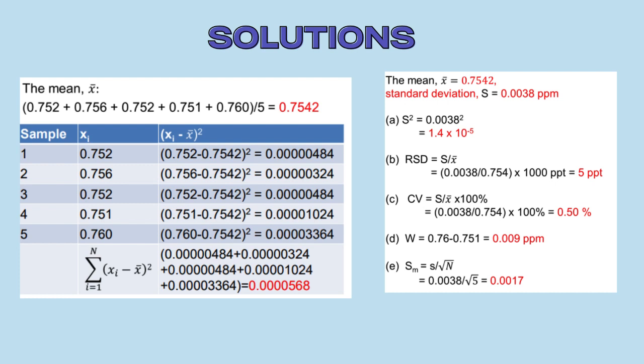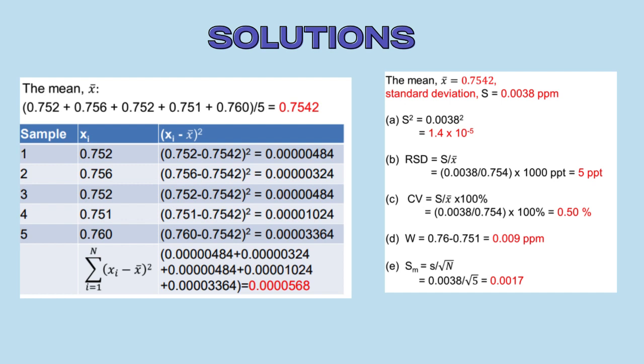Next, we calculate xi minus the mean, to the power of 2. xi stands for the actual data for each sample. The actual data for the samples are 0.752, 0.756, 0.752, 0.751, and 0.760. For the actual data, we subtract the mean and square it. After we calculate, we get the answers, and then we sum up all the values.